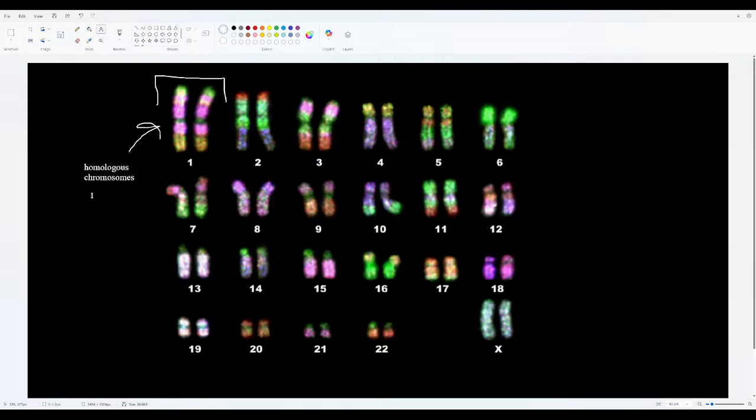So these pairs are homologous chromosomes, meaning that they contain similar content, about the same length, the same amount of base pairs, but they are ultimately a little bit different because you get one set of your homologous chromosomes from dad and one from mom. So we can consider this one on the left to be from mom, and this one on the right to be from dad.